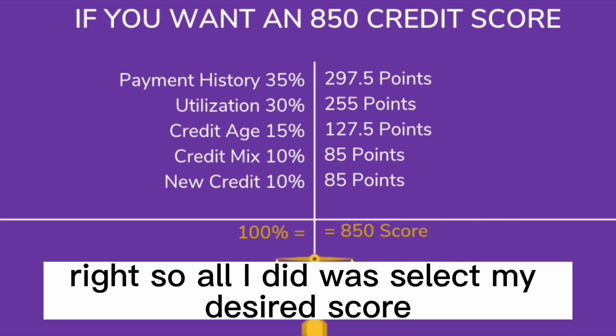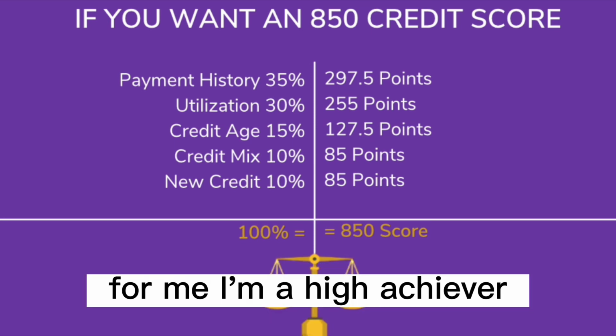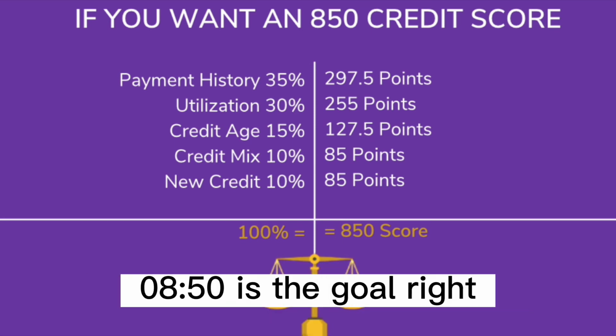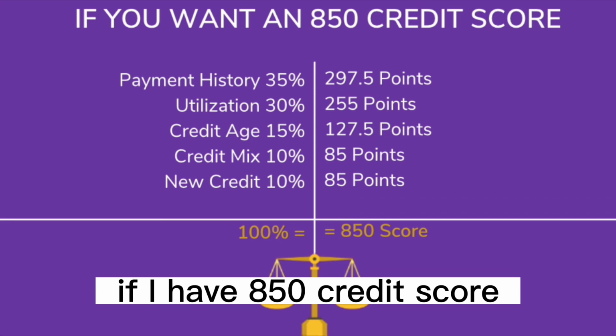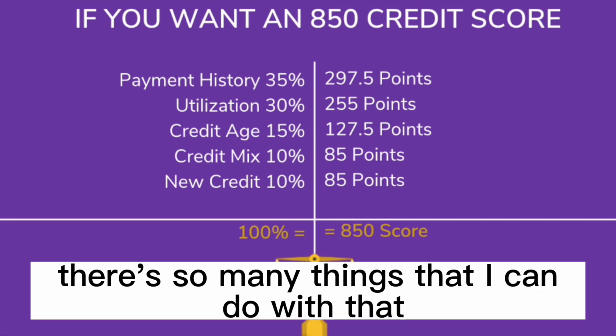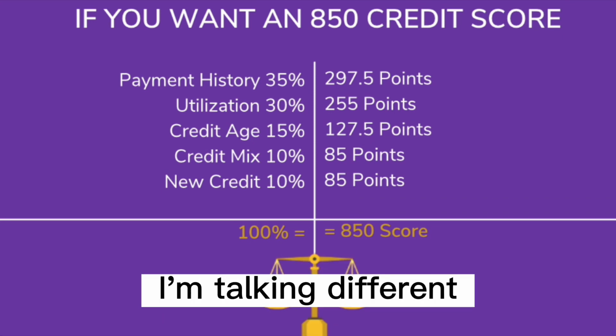All right. So all I did was select my desired score. For me, I'm a high achiever. 850 is the goal, right? If I have an 850 credit score, there's so many things that I can do with that. And I'm talking different. I'm feeling different.